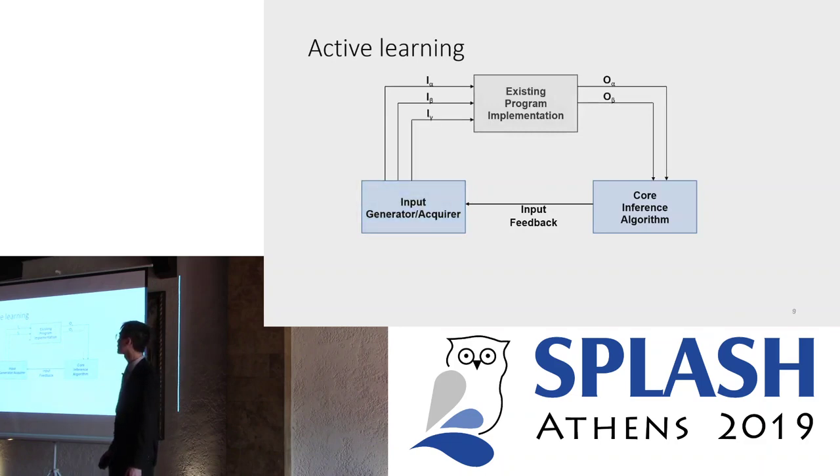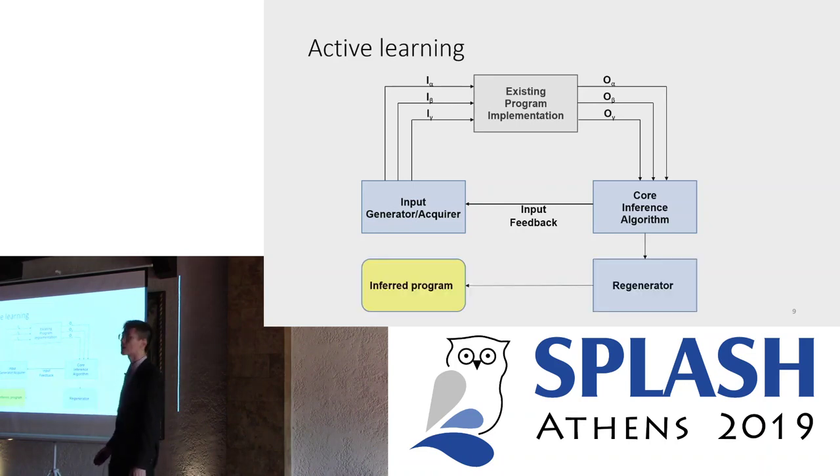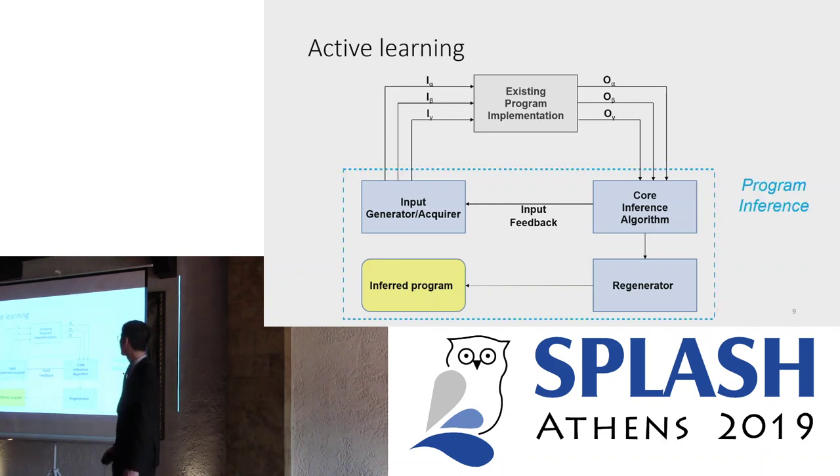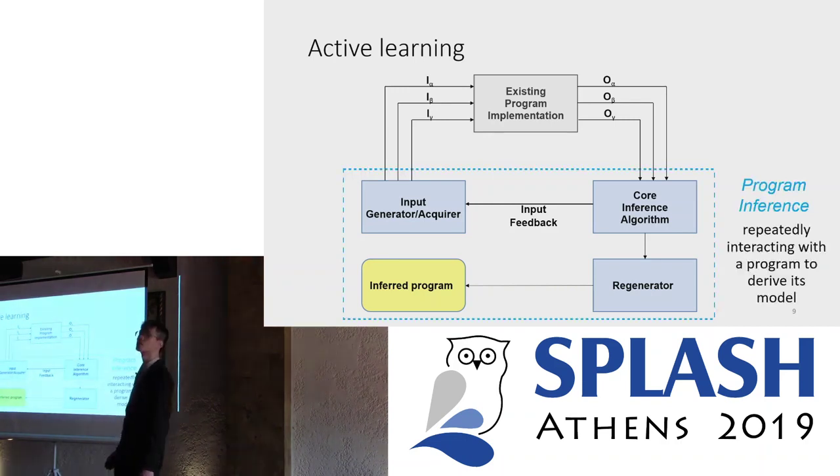And then we get our next input, output, and then after we've done this sufficiently many times so that we know with high confidence what the inferred program should be, we can then regenerate it and get an inferred program. And these steps at the bottom collectively are program inference. It's repeatedly interacting with a program to derive its model.